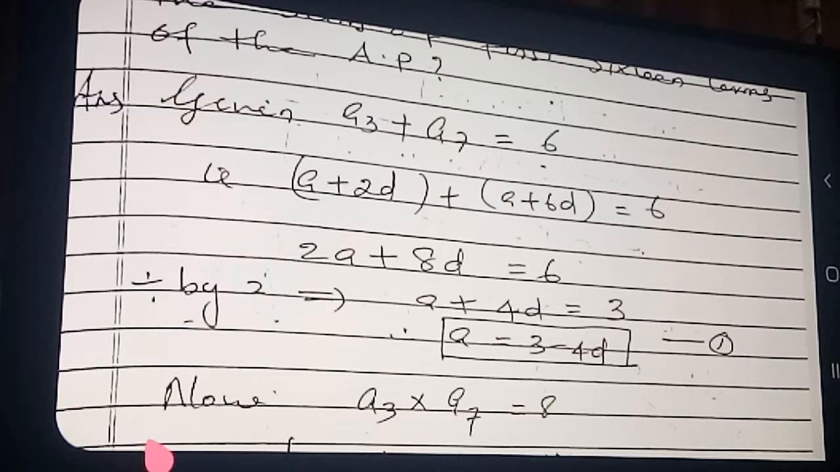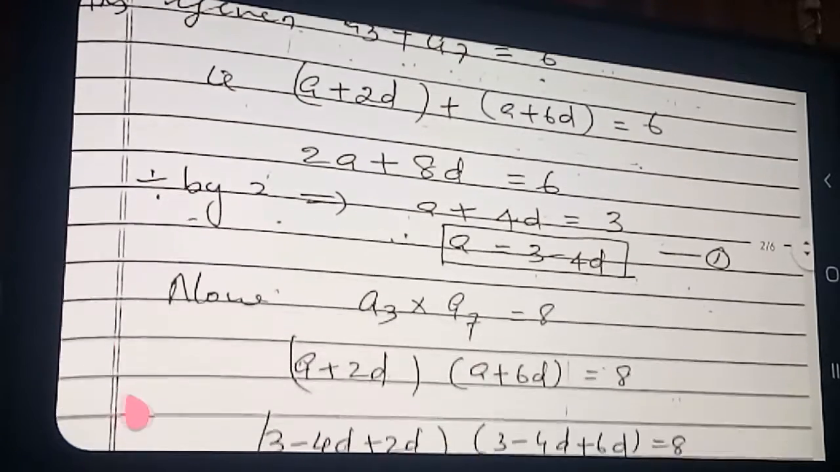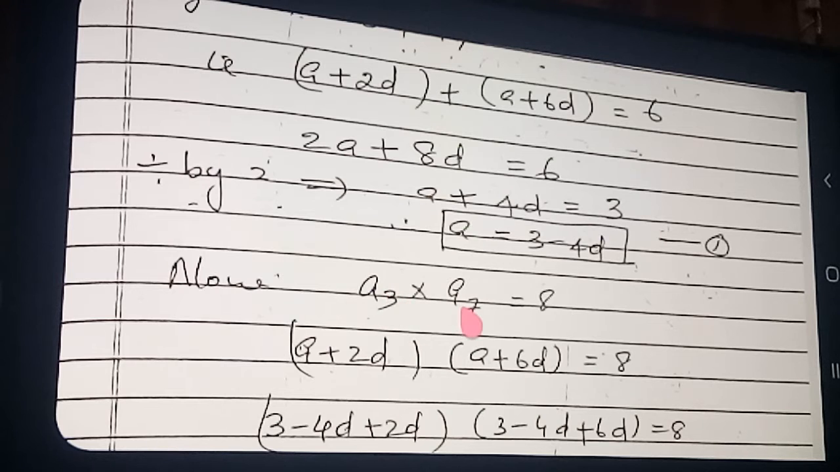Okay. Now what is the second condition? What is given? Read the question again. The second condition given is that the product of these two terms is 8. So a3 means what will come? a plus 2d. And a7 means a plus 6d. Their product is given as how much? 8.